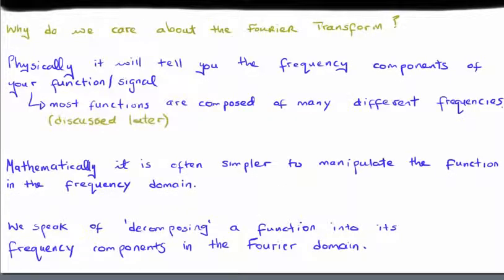Why do we bother using the Fourier transform? Physically, the Fourier transform will tell you the frequency components of your function or signal. This all stems from the concept of Fourier series, which say that any periodic signal can be expressed as a combination of sines and cosines of varying frequencies. So the Fourier transform is simply extending the concept of the Fourier series to infinity or to aperiodic functions, and will still give you the frequency components of your signal.